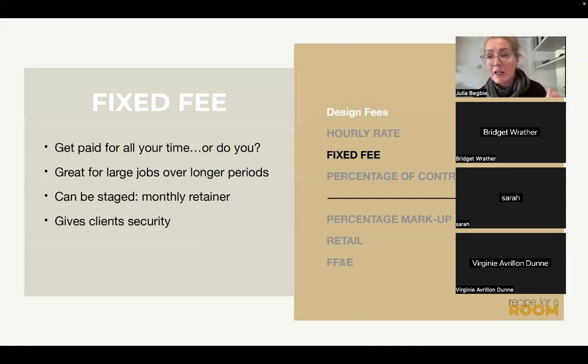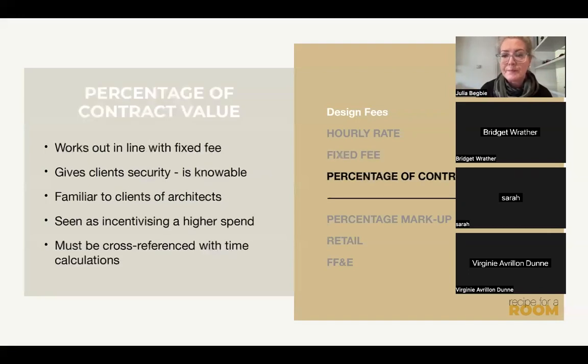This is fantastic for a large job over a longer period of time, so you can settle into it. It can become a regular payment. So this can be great for a larger job. I'm going to talk to you about how I stage these payments, because effectively, when I've worked on larger jobs, I've been working on a retainer. So I'll talk about how I've managed that. And clients often like this because it's finite. It gives an amount of money where they feel confident that that's roughly what they're going to end up spending.